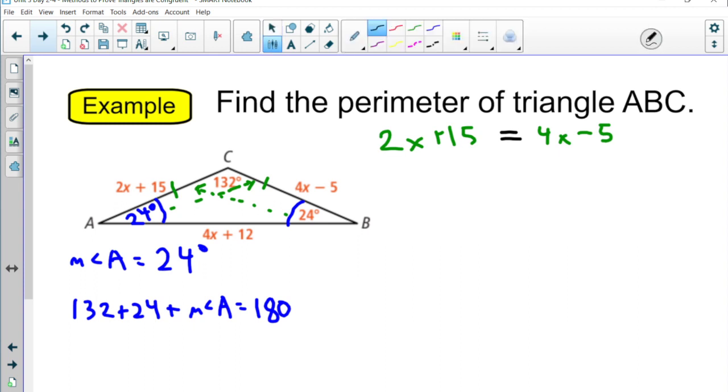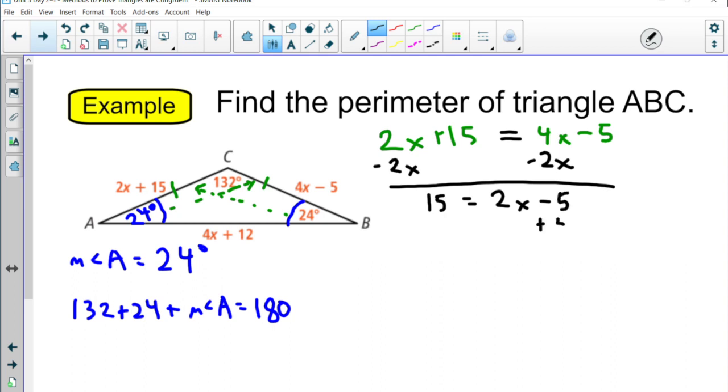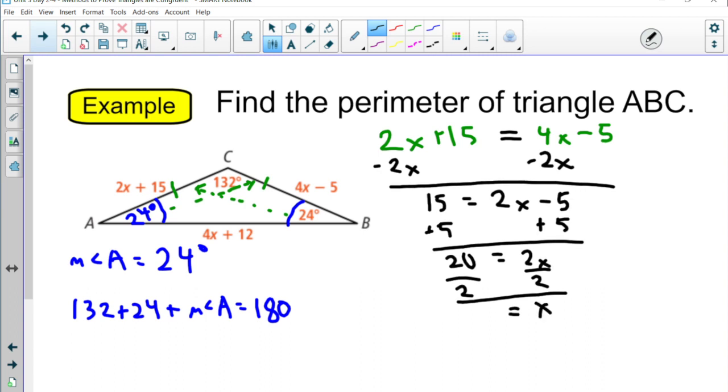And now we can solve that equation. So we're going to subtract 2x from both sides. Get everything with x on the same side. And then we'll add and we'll divide. And that will give us x equaling 10. All right, not done with the problem yet, but we have solved for x based on the fact that those legs had to be the same.